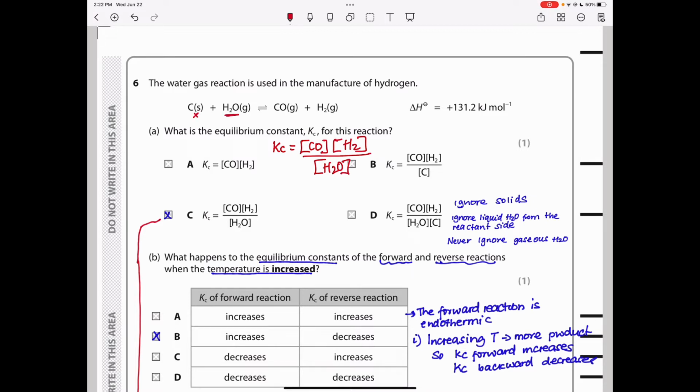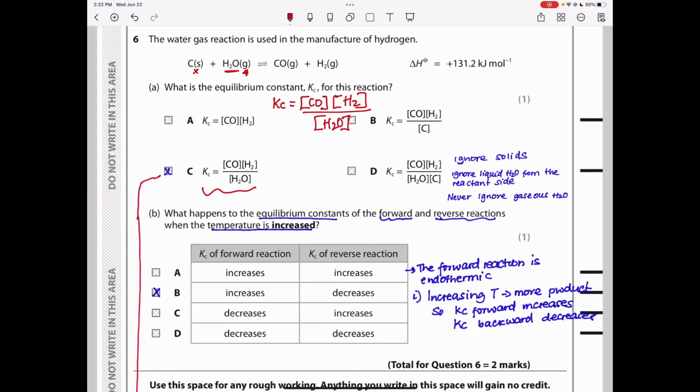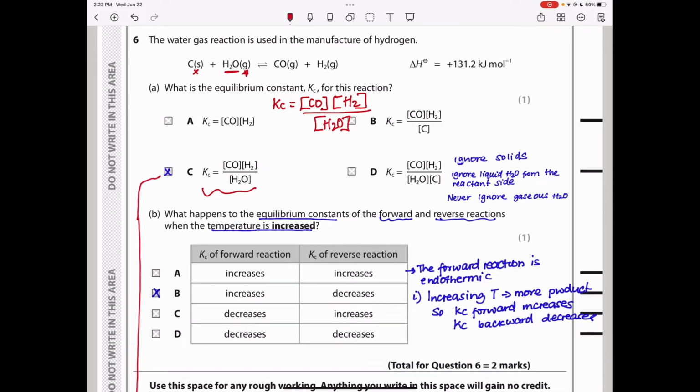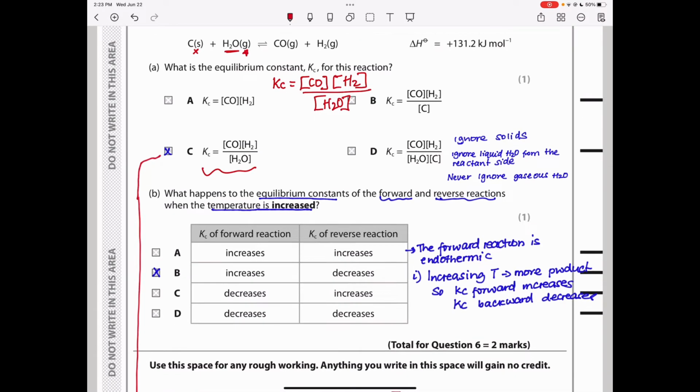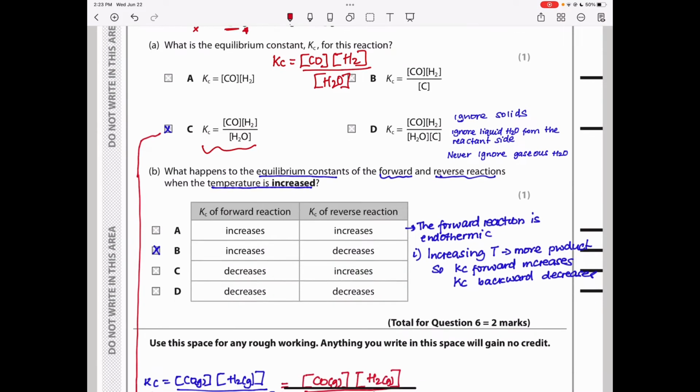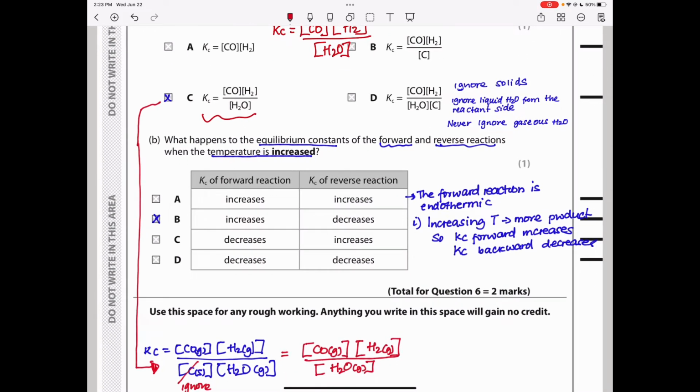However, water being a gas on the reactant side, it's not going to be ignored, so we have to put it in here. So the Kc value should be, as you can see here, the concentration of carbon monoxide times the concentration of hydrogen divided by the concentration of water. When we are writing Kc, we ignore solids, but we cannot ignore water on the reactant side if it is in gaseous state.